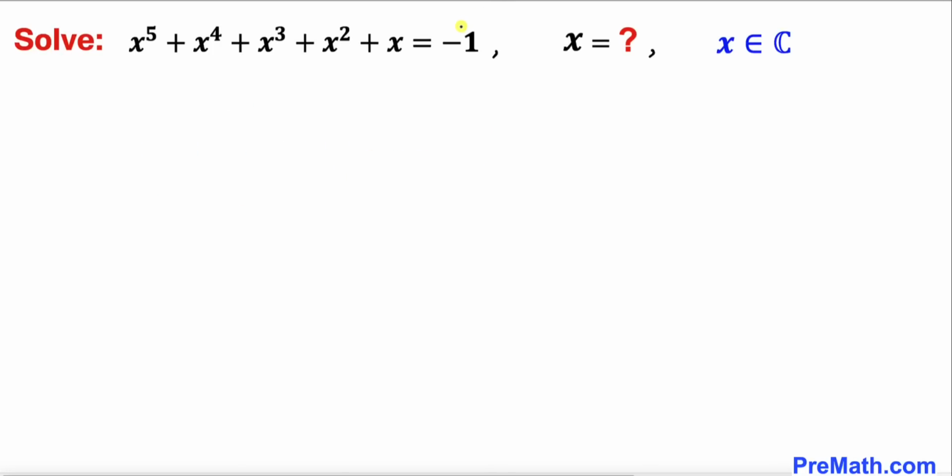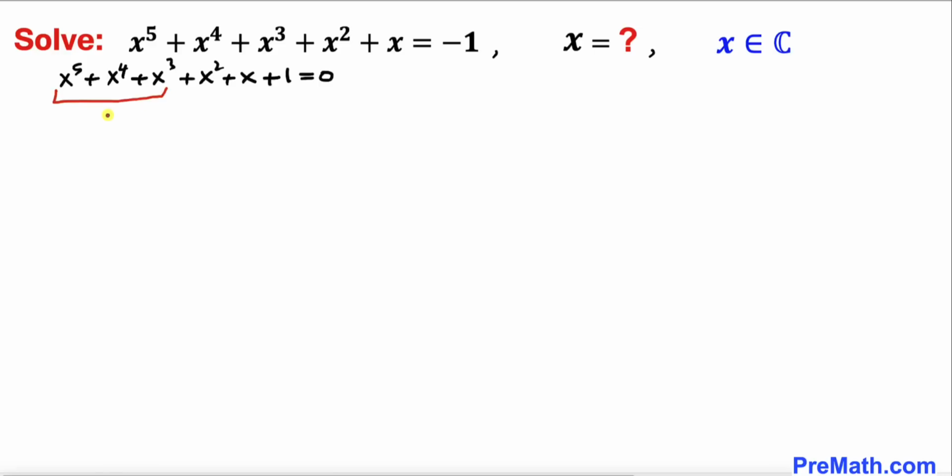Let's go ahead and get started with the solution. Here's the very first step: let's move this -1 to the left hand side. So we're going to have x^5 + x^4 + x^3 + x^2 + x, and then this -1 becomes +1, equal to 0 on the right hand side.